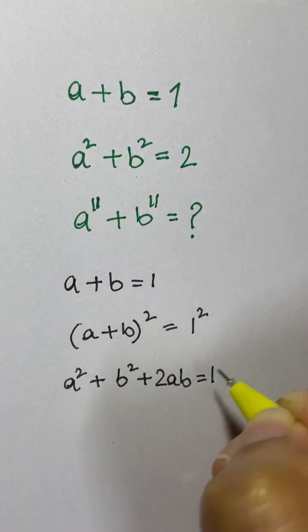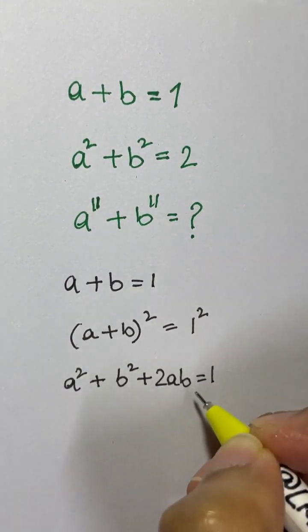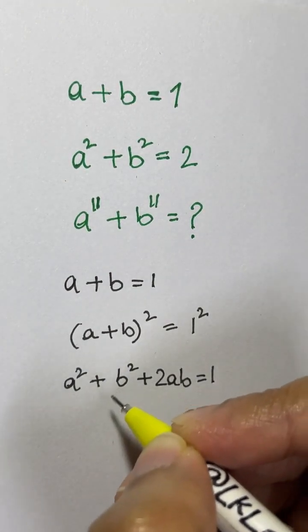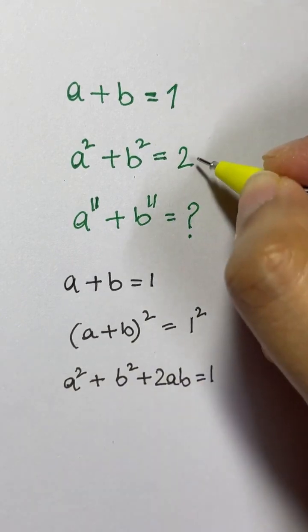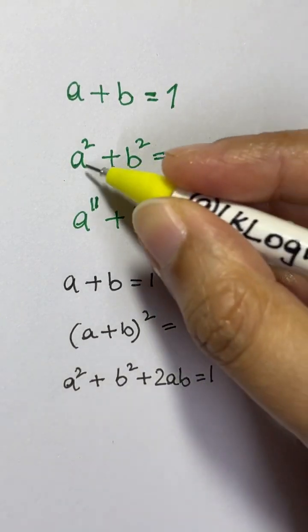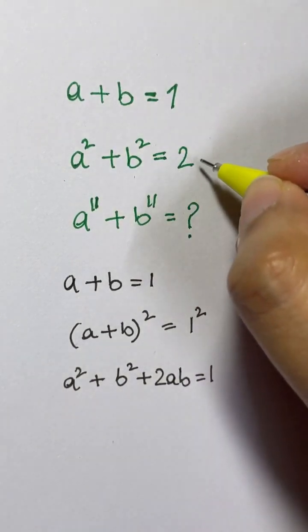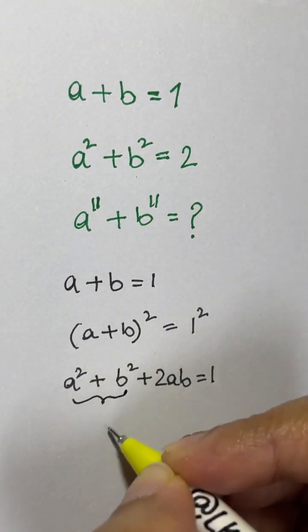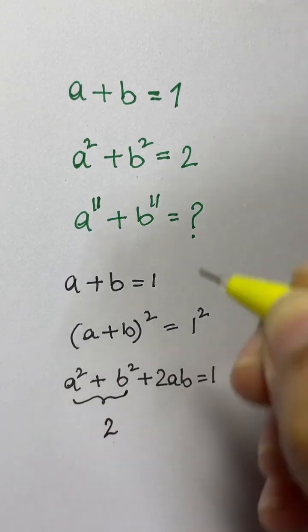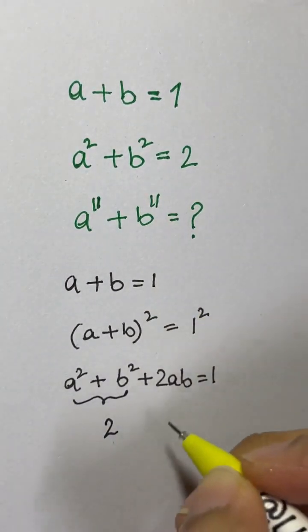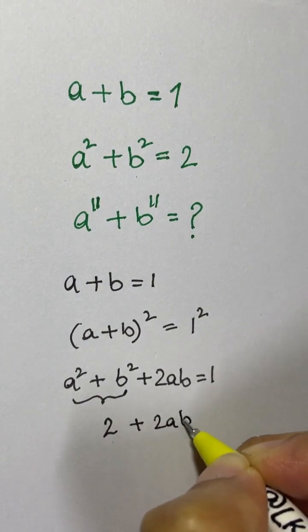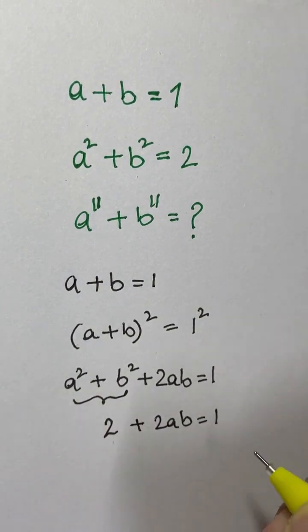So now when I expanded using an identity, I've got the terms a squared plus b squared, which looks very similar to the one in the question. a squared plus b squared is equal to 2. That's given to you, so I can just write it back in place of this. Whenever you start with the steps, it gets clearer: 2 plus 2ab equals 1.